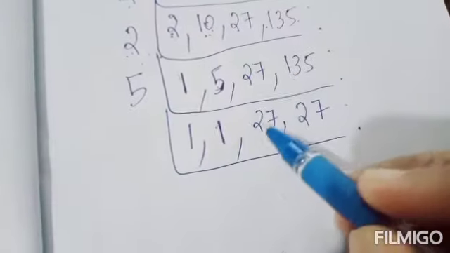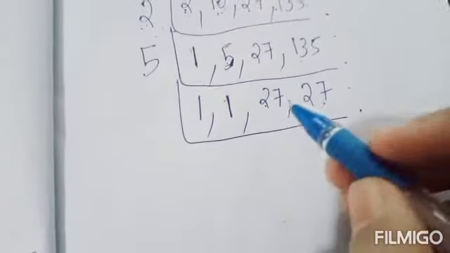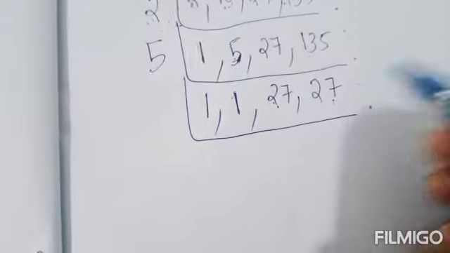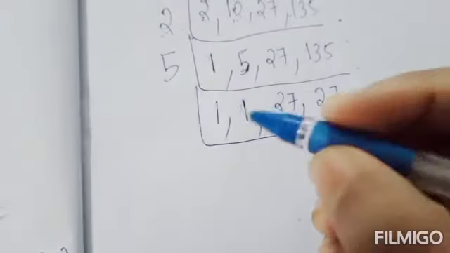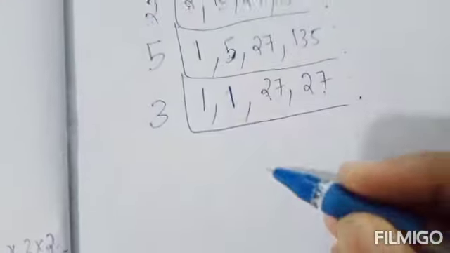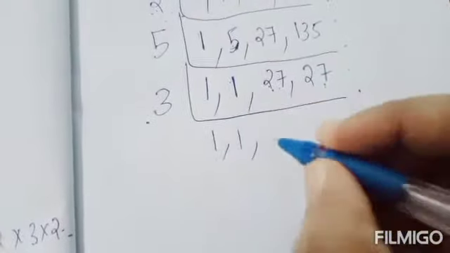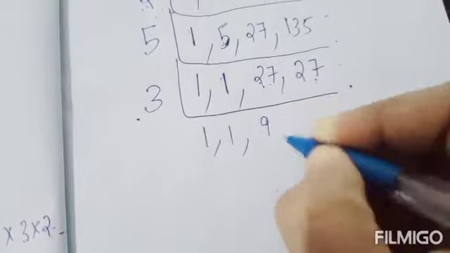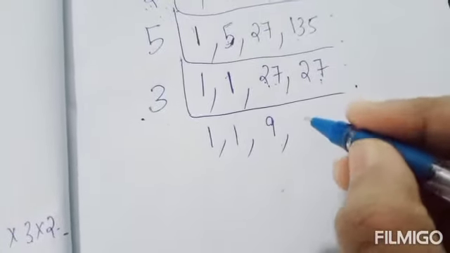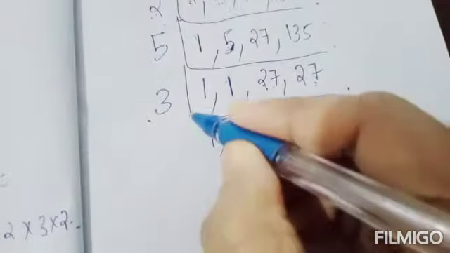Now these two 27s are divisible by 3. So divide by 3. So 1. 27 divided by 3 is 9. Again 27 divided by 3 is 9.